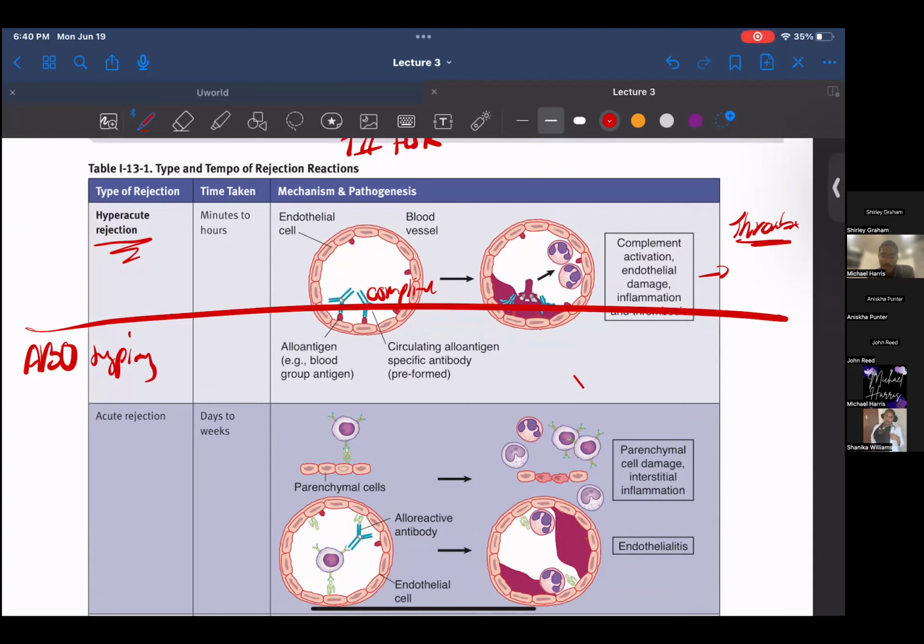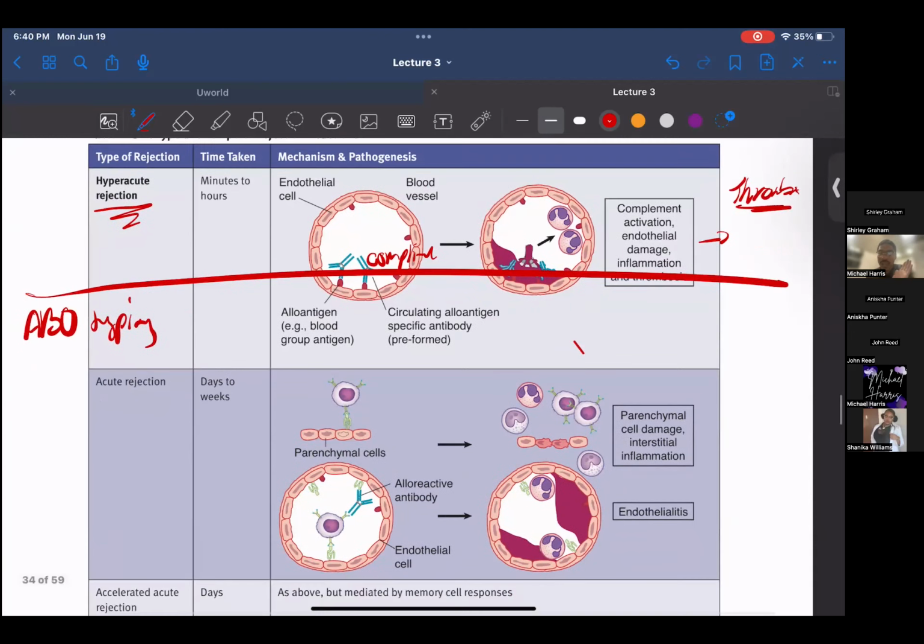This hardly ever happens anymore. It's more likely to occur in a woman who has multiple pregnancies, because she's exposed to multiple blood types throughout the pregnancies. So those women are more likely to have a hyperacute reaction versus people who are just run of the mill.